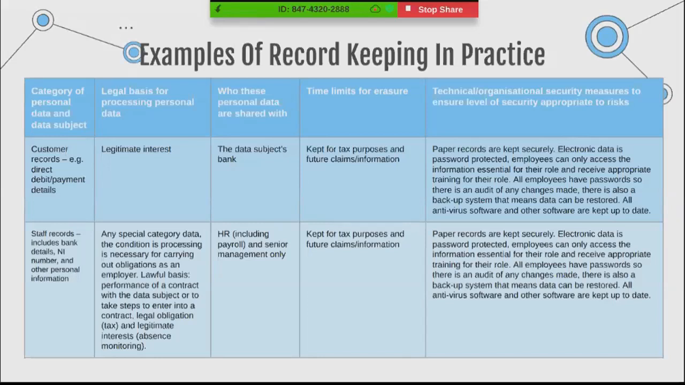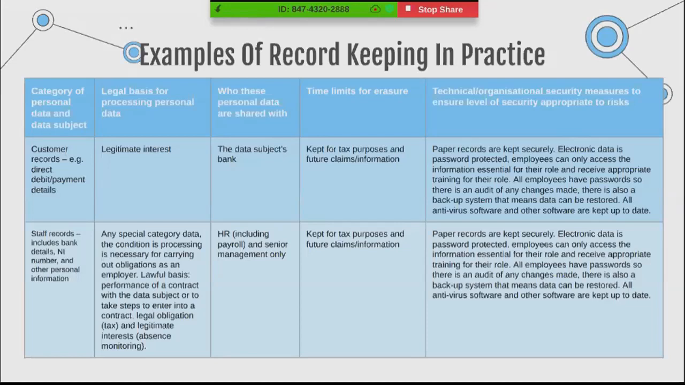In terms of limits for erasure, time limits, these need to be kept for tax purposes and future claims and information. So again, it's not something that we should just destroy following on from the transaction. This information should be kept. Now, in terms of security, again, anything that's stored on paper should be kept securely. So receipts, any kind of paper transaction details, etc., need to be kept securely. So whether that's kept under lock and key and stored somewhere, or whether it's scanned onto a patient record and then kept digitally, that's probably an easier option, and then shredded. But if it's kept on paper, it must be kept securely.